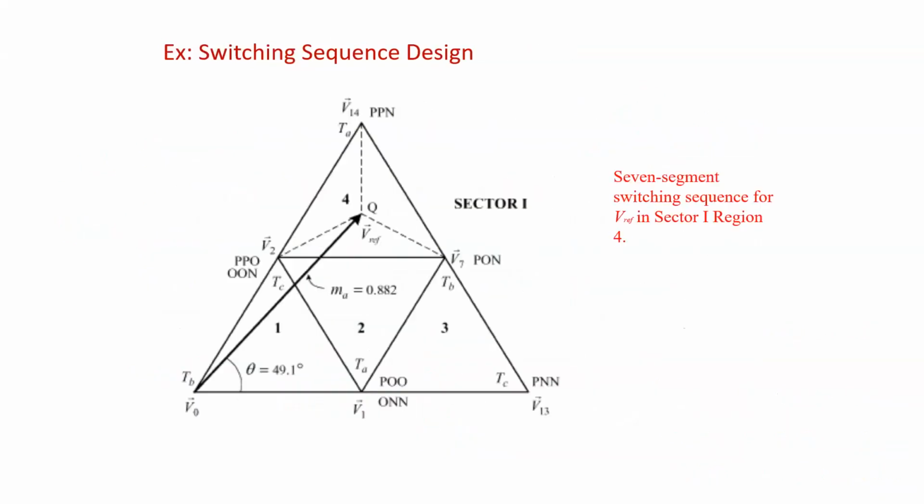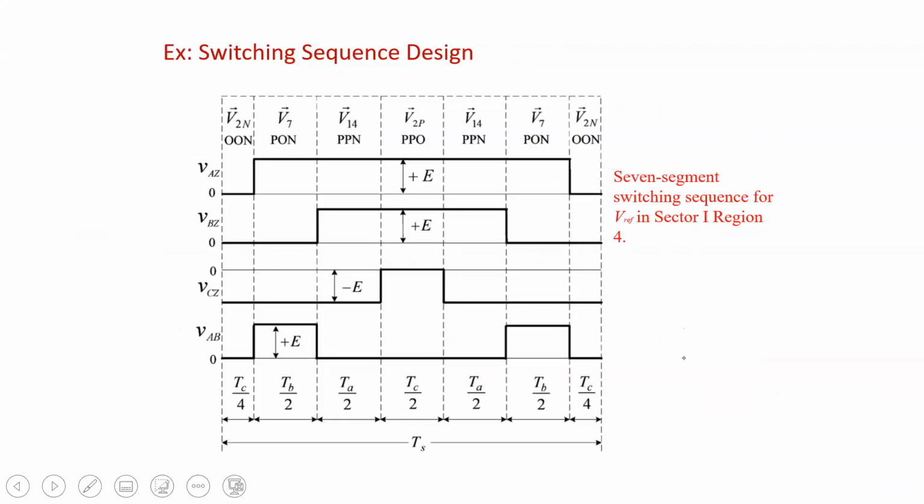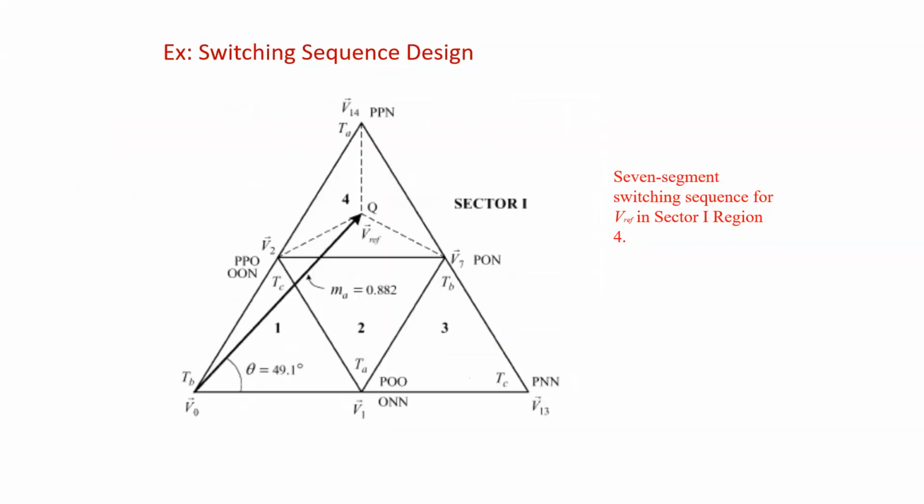Once this is known to you, there are different possibilities to arrange the switching states. One we already discussed is the 7-segment switching sequence. There are two cases. If it is in region 1 and 2, it consists of two small vectors. If it is in region 3 and 4, it consists of only one small vector. Let us assume this is for the case having one small vector, so this is useful for regions 3 and 4. Let us assume this is particularly for sector 1 and region 4.